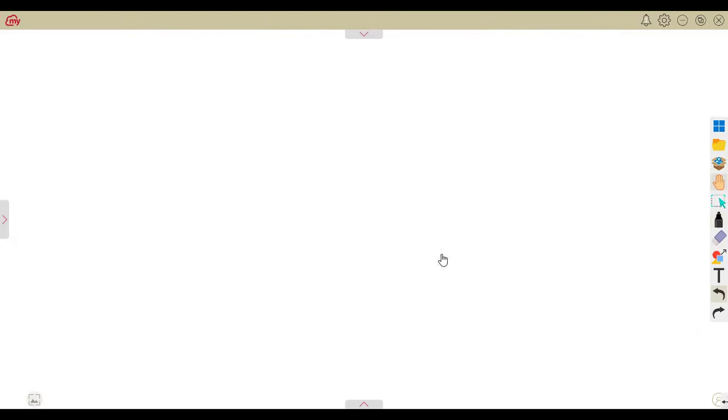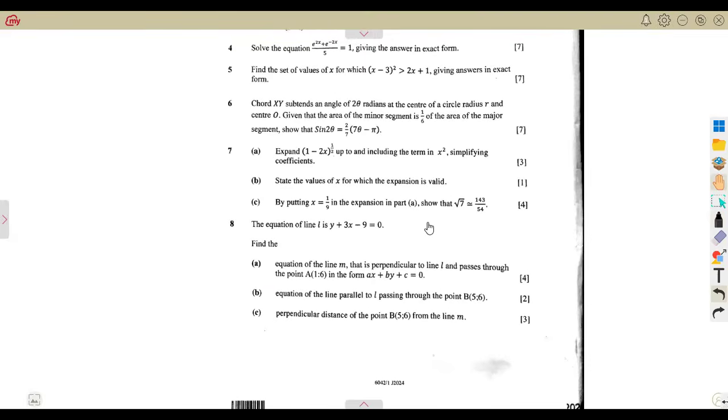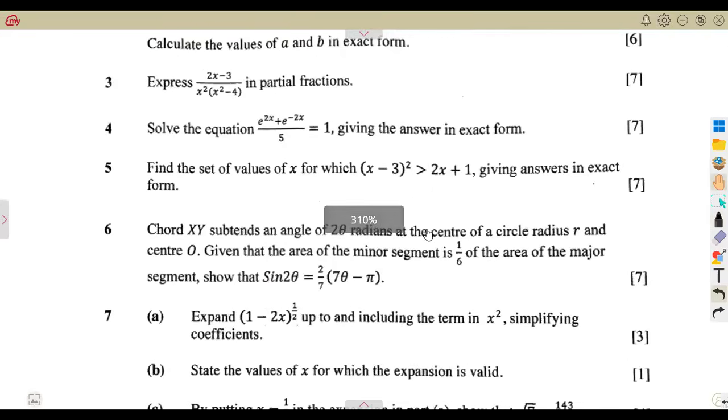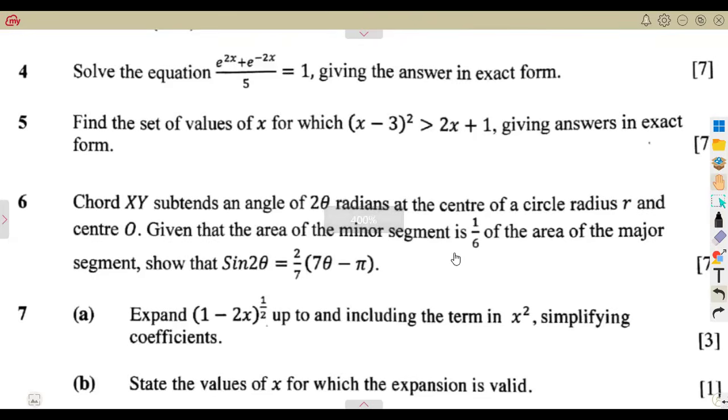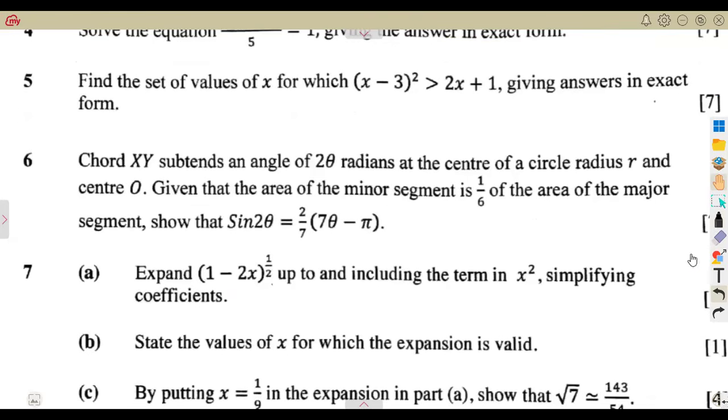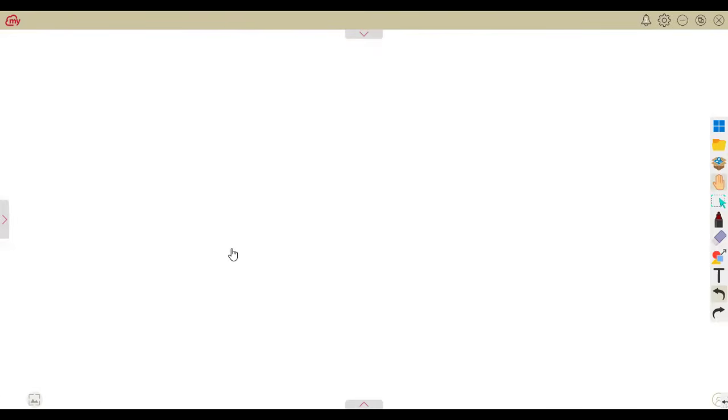Let's see what we got here. Other part of our question. Again, on number 5, in exact form, you're supposed to find the values of x for which this inequality is given, and giving the answer in exact form. That is 7 marks. Okay, let's check our inequality.